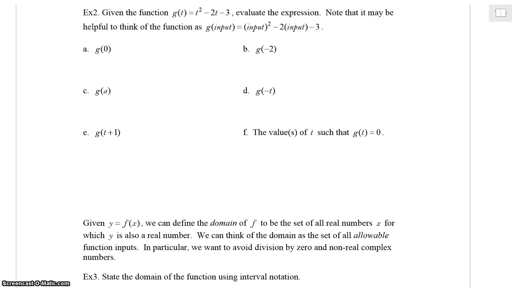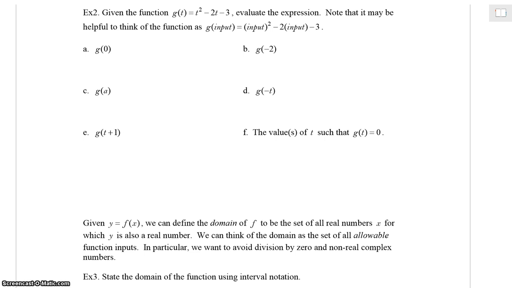Continuing the section 2.4 notes, we now move on to example 2. Given the function g of t equals t squared minus 2t minus 3, evaluate the expression. Note that it may be helpful to think of the function as g of input equals input squared minus 2 times input minus 3. So the value of t is the value of our input, and the expression t squared minus 2t minus 3 determines what we might call the output.